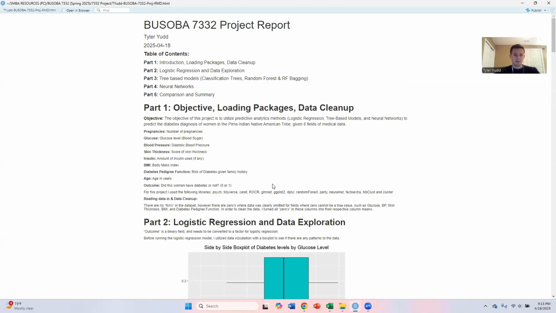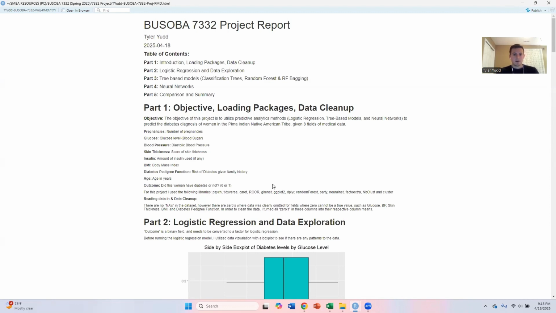So the objective for my project is to utilize this raw data set and employ our predictive analytics techniques of logistic regression, all of the tree-based models, and neural networks in order to generate a predictive model on whether or not these specific women, this group of women, will have diabetes or not.